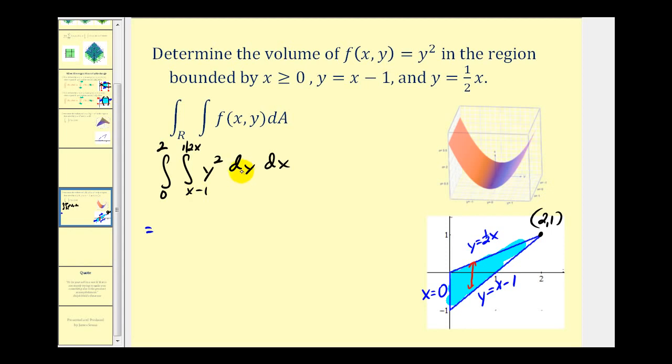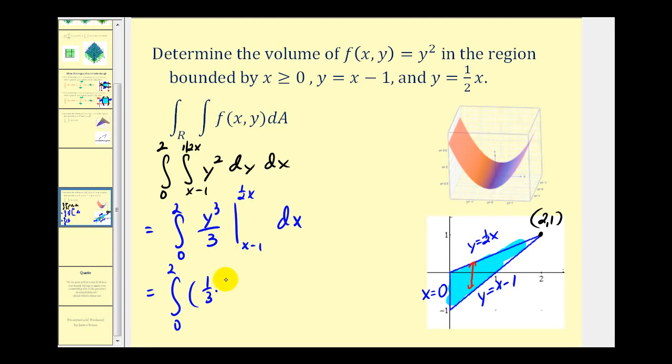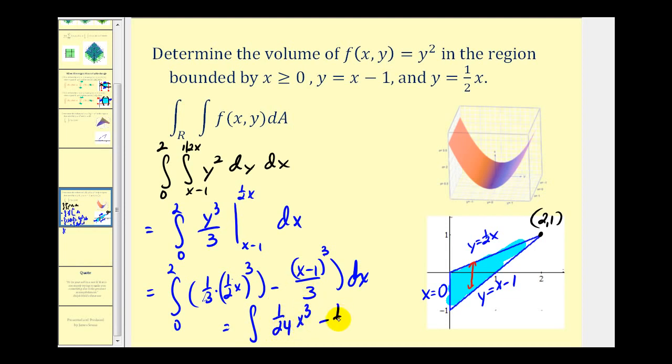And now we'll integrate with respect to y. That's just going to give us y to the third over 3. Now we'll replace y with 1/2 x. We'll have 1/3 times (1/2 x) cubed, minus (x minus 1) to the third divided by 3. This will be 1/3 times 1/8 x to the third, so this will be 1/24 x cubed. We'll leave this as minus 1/3 times the quantity (x minus 1) to the third. We'll integrate all of this with respect to x on the next slide.